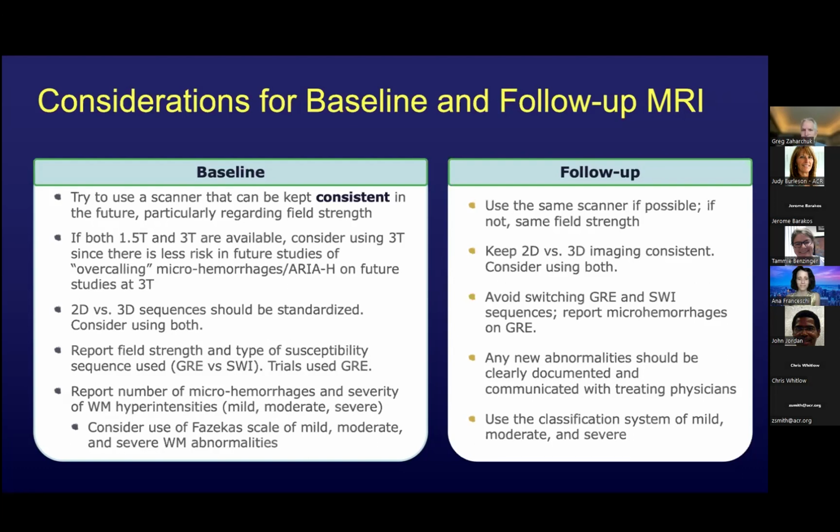Obviously, any new abnormalities need to be clearly documented, and at least we find it important to communicate directly with the treating physicians, because often these scans are very close to the next infusion. So it's important to reach the patient before then. And please remember to use the classification system that we described.